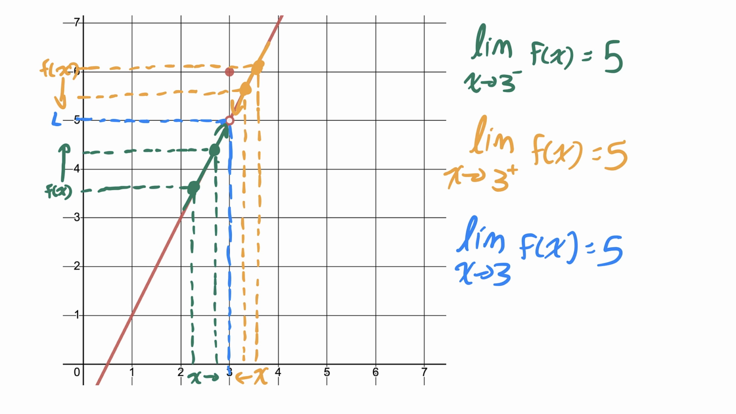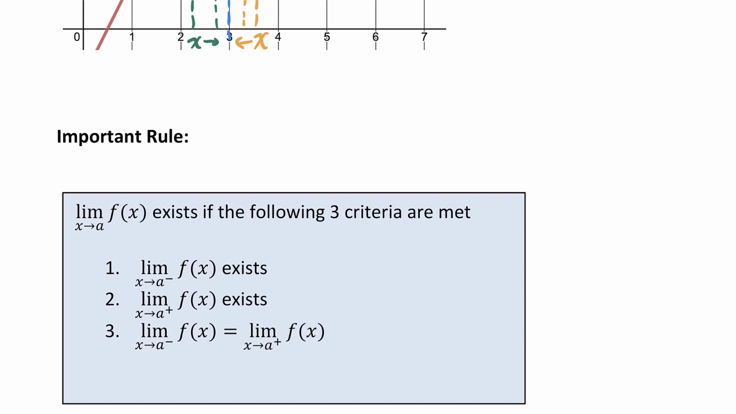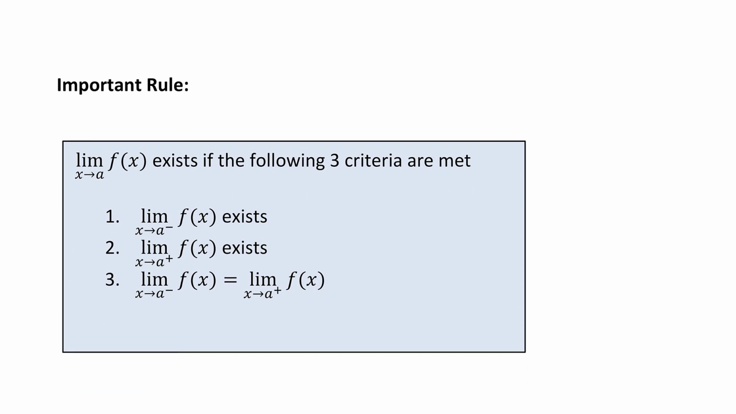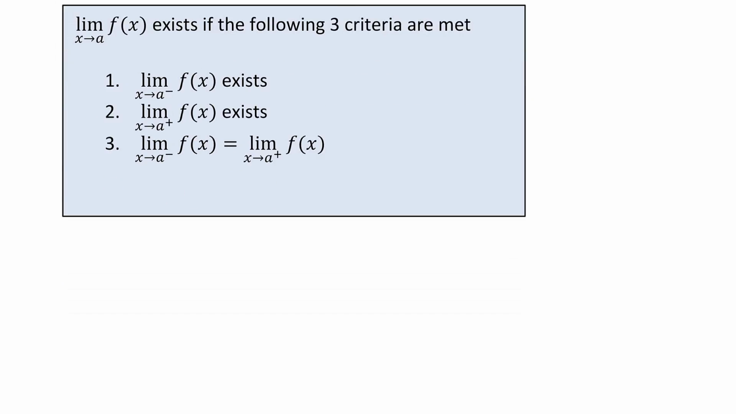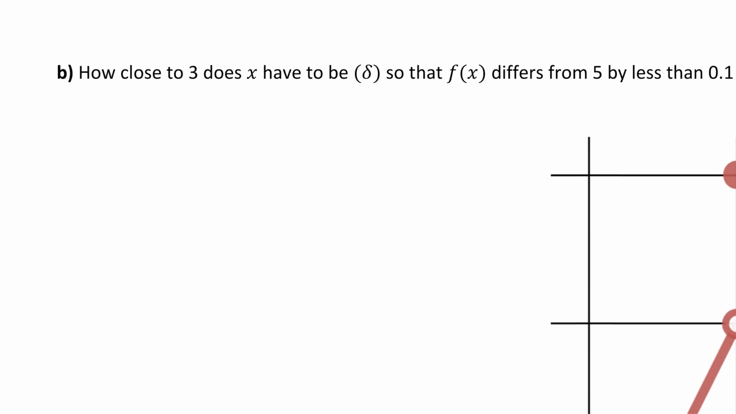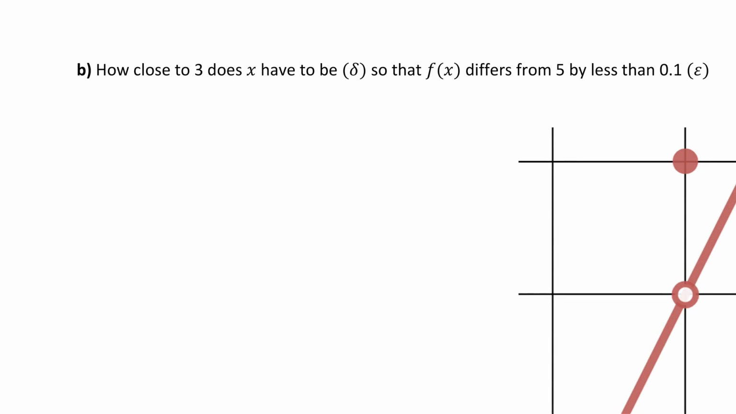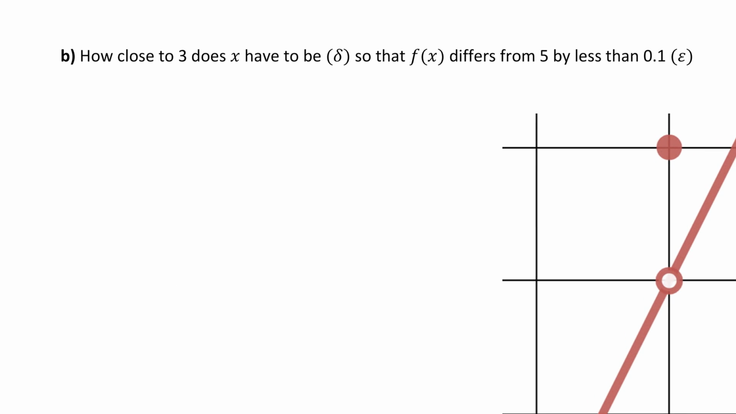And this would be a good time for us to actually state an important rule for limits. If the limit as x approaches a of f of x exists, the following 3 criteria must be met. The limit from the left exists, the limit from the right exists, and the left and right limits are equal to each other. Now let's go ahead and use the epsilon-delta definition of a limit to answer part B.